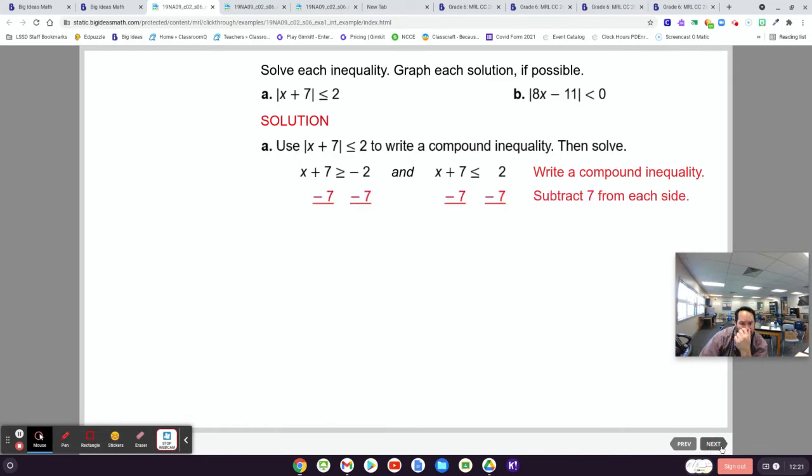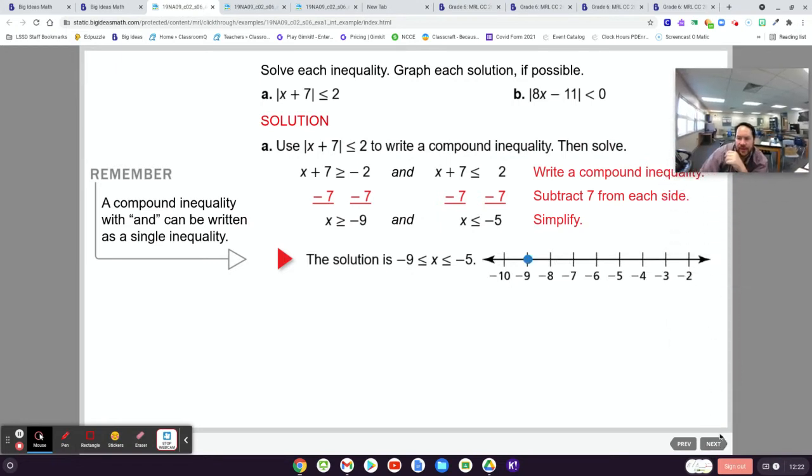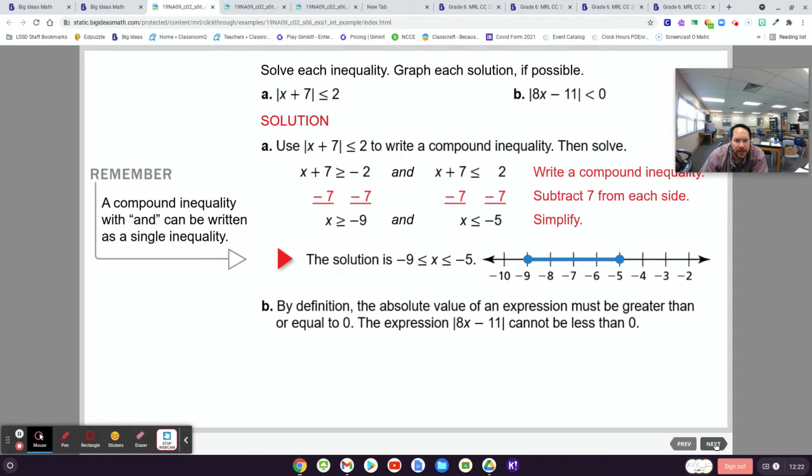Okay, so then we solve each of those by doing the same steps, subtracting 7 on each side, and you end up getting x is greater than or equal to negative 9, and x is less than or equal to negative 5, which we can then graph. Will we use open or closed circles when we graph these? Yeah, closed circles, because they can be inclusive of those points. So there we go. Closed circle on negative 9, closed circle on negative 5. And it's the points in between those two values. Okay, so there we go.